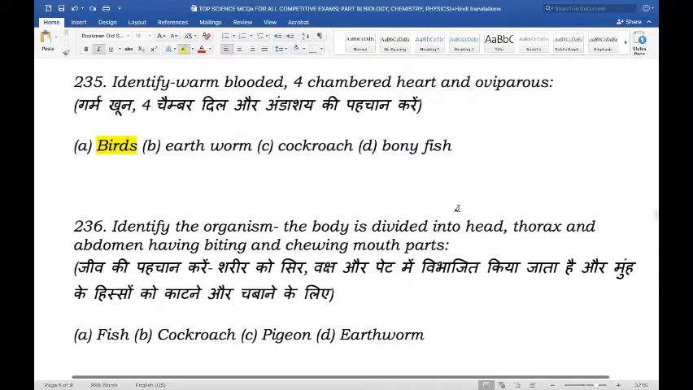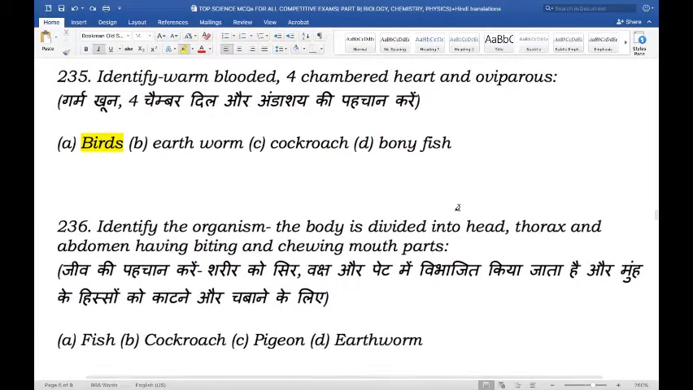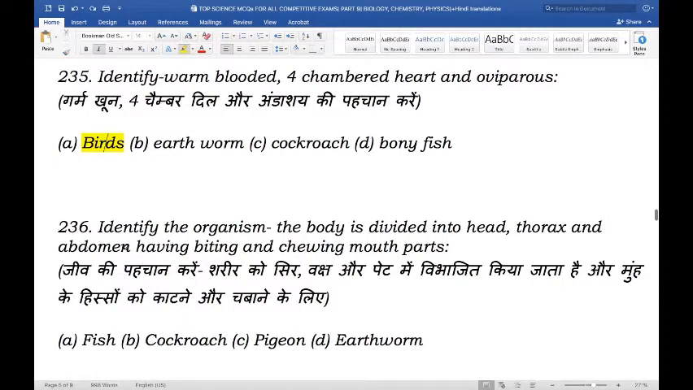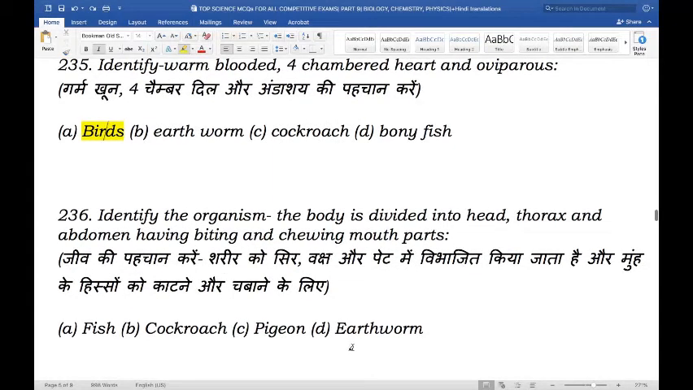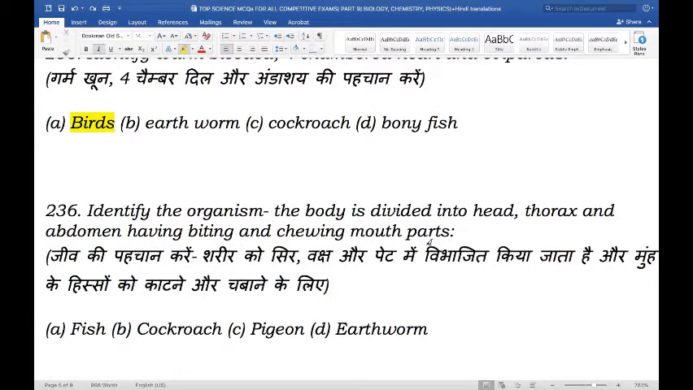Next question. Identify the organism. The body is divided into head, thorax, and abdomen, having a biting and chewing mouth part. So is it A, fish, B, cockroach, C, pigeon, or D, earthworm? So which organism is divided into these three parts, along with having a biting and chewing mouth part? And the correct answer here is cockroach. Cockroach's body is divided into three segments: the head, the thorax, and abdomen. Cockroaches also have mandibles, which are insect jaws, giving the biting and chewing ability.